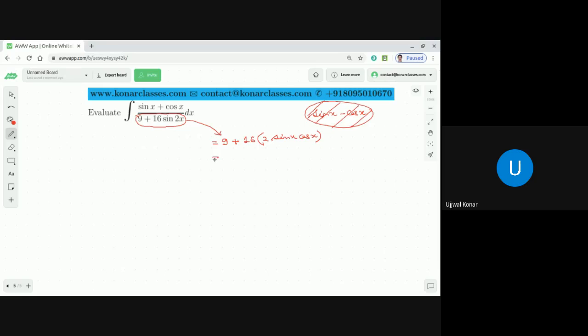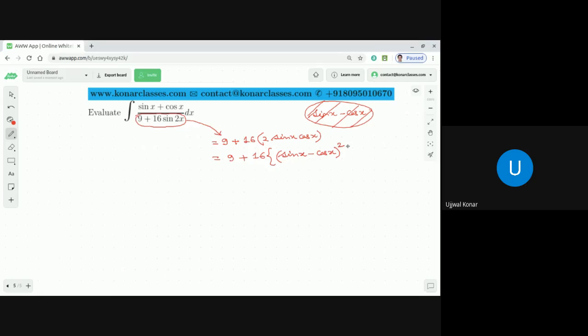So that is equal to, we are getting 9 plus 16 into 2 sin x cos x. Correct? So what we are going to write is that 16, here, as our target is to express in terms of sin x minus cos x, so we can write sin square x, right? Are you getting my point, what I'm talking about? So what I'm going to write here is sin x minus cos x whole square. Let's see what will happen.